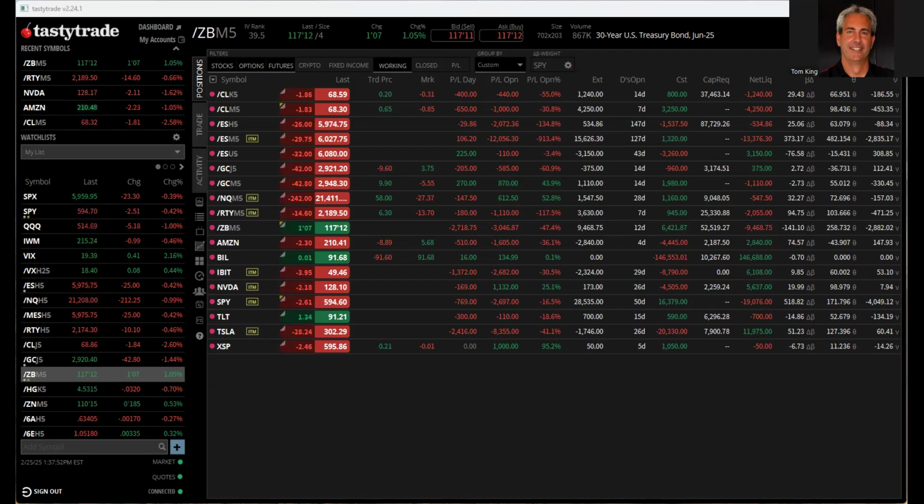If we start to reverse here and get overbought and start to reverse down, and 120 could be a pretty good point, or this 118, if we start to reverse off of this, then I would not be opposed to a short term call credit spread.